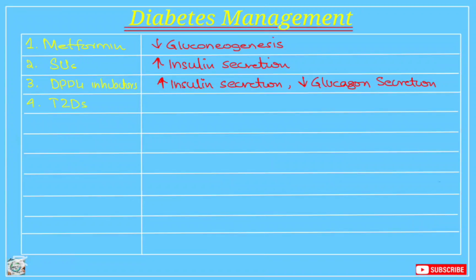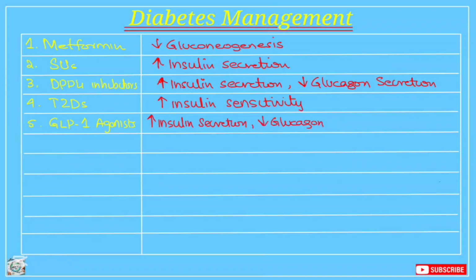Now, thiazolidinediones or TZDs, these improve the insulin sensitivity mainly by activating the PPAR gamma receptors, making cells more responsive to insulin. Moving on to the GLP-1 receptor agonists, they have multiple actions.